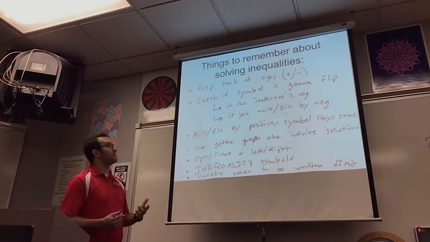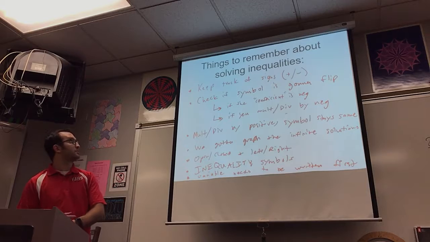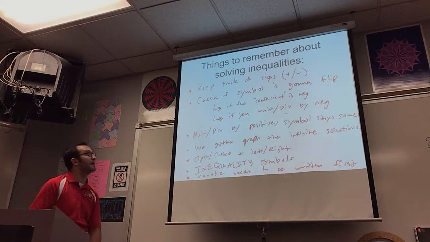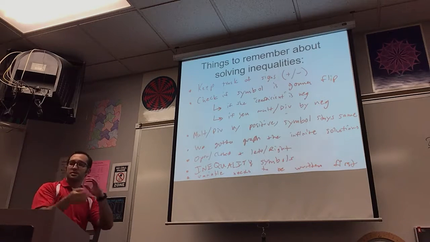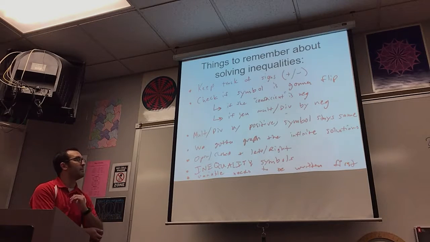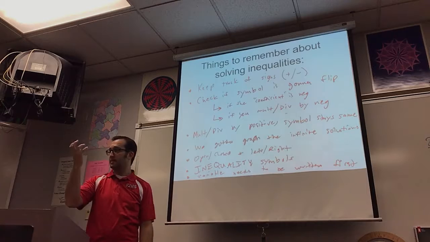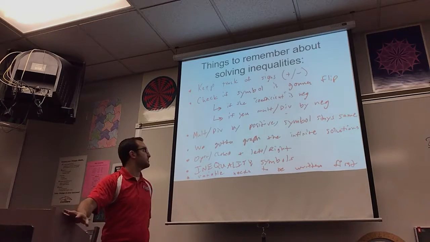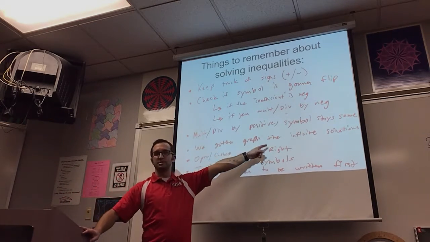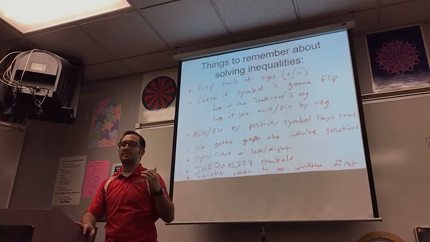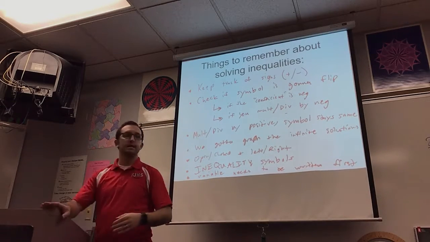So keep track of the signs, so of course that's true for solving anything. Check if the symbol is going to flip. That's if the coefficient is negative, or another way to think about that is if you multiply or divide by a negative. When you multiply or divide by a positive, the symbol stays the same, meaning that if it's less than, then it stays less than. We got to graph the infinite solutions, right? Because there's an infinite number of solutions, we have to graph it to demonstrate. Okay.